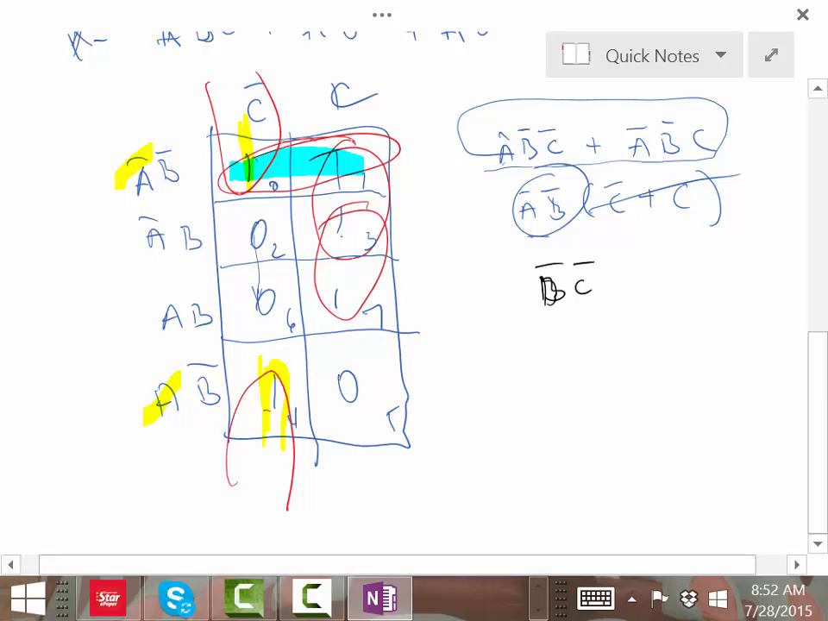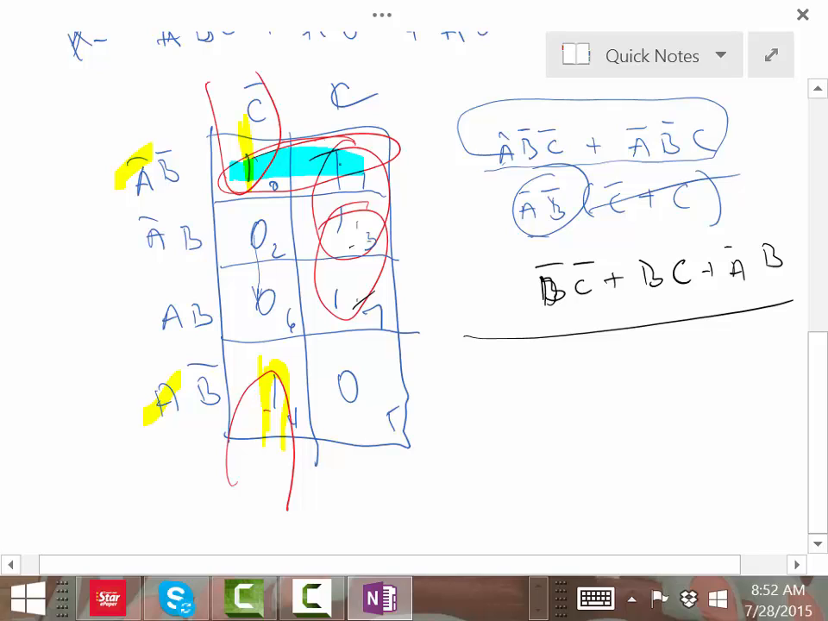Same thing when I go from here to here. The A naught changes right there. So that's plus BC right there. That's this group of 2, and then I got this group of 2 here, and that's A naught B right there.